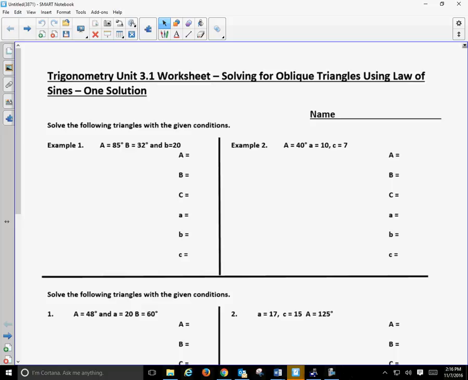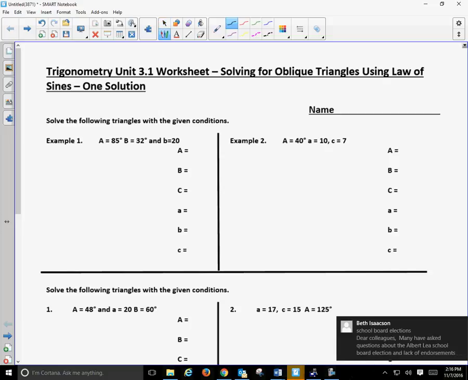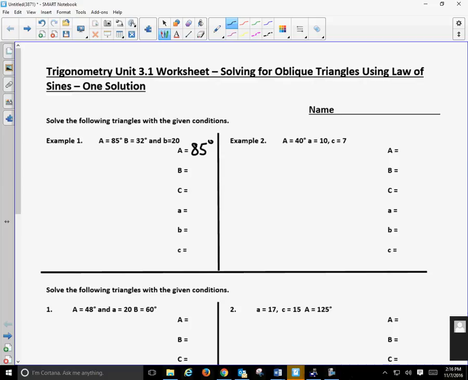Okay. We have angle A is 85 degrees. We have angle B is 32 degrees. What did you get for angle C? 63? We had side B was 20. What did we come up with for side A? 37.6. And for side C?